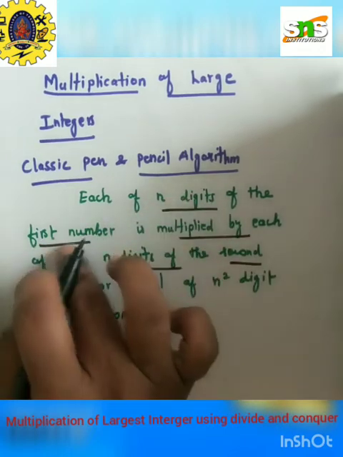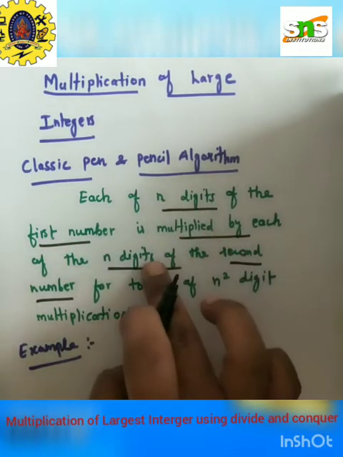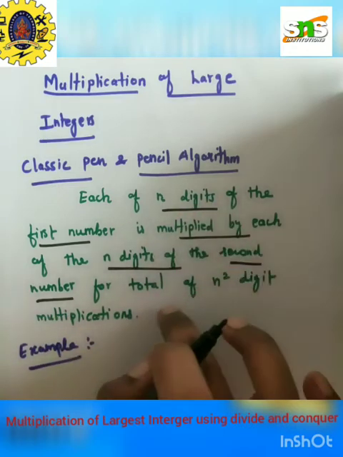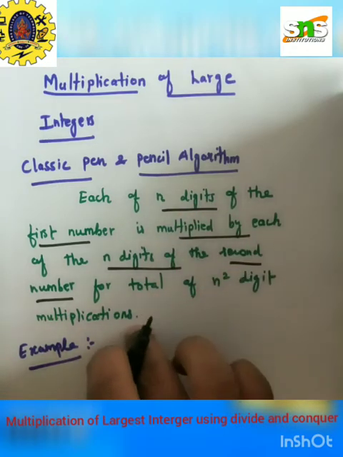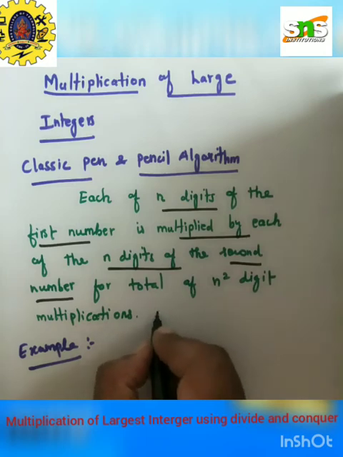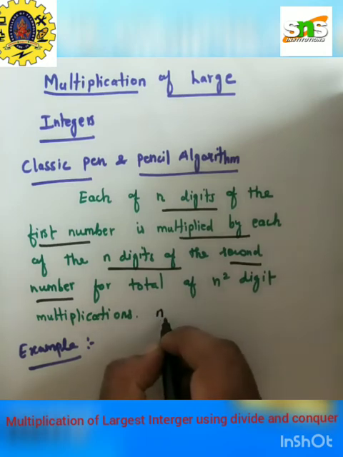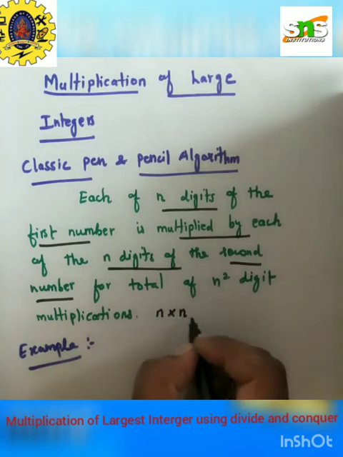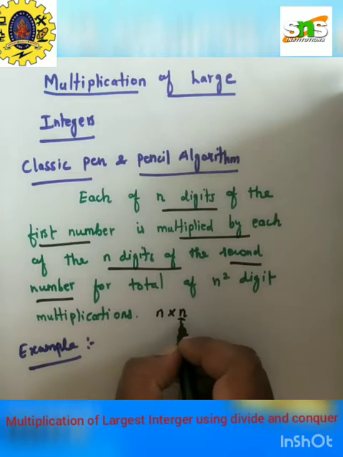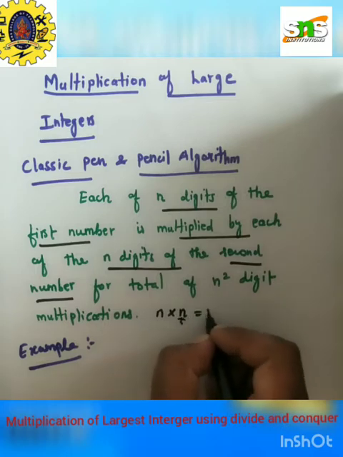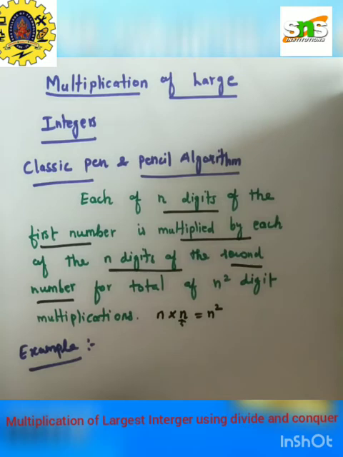So the first number has n digits and the second number has n digits, and each can be multiplied, for a total of n square digit multiplications. This n is for the first number, and this second n is the digits in the second number, so we get n square multiplications.